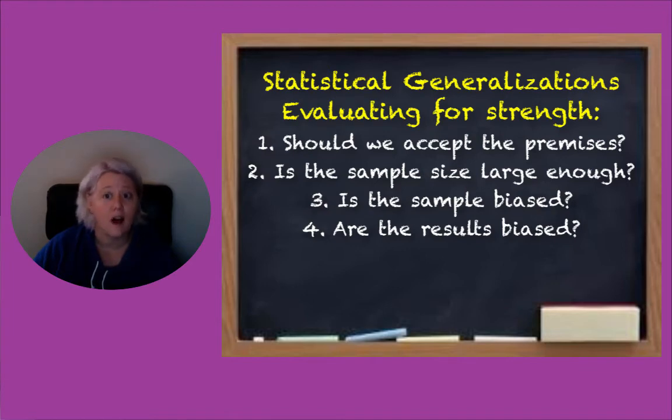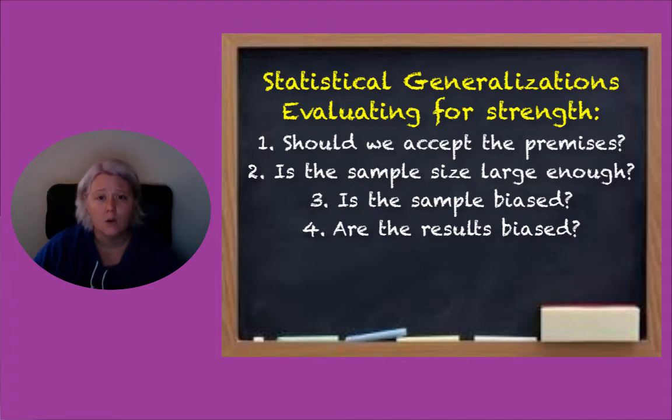Or do they have reason to lie? Are they completely drunk? Or should we accept the premises at face value? The second question is: is the sample large enough? This is what got us in trouble with the first argument about the coin toss.